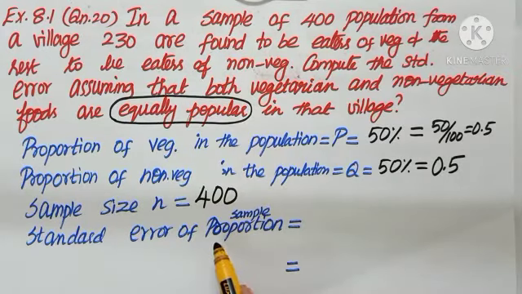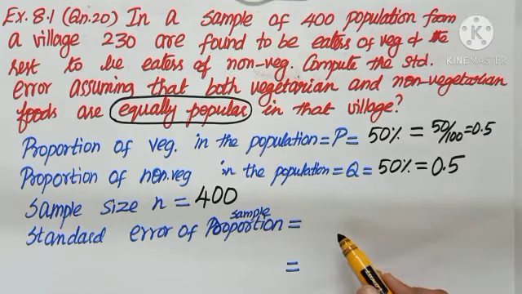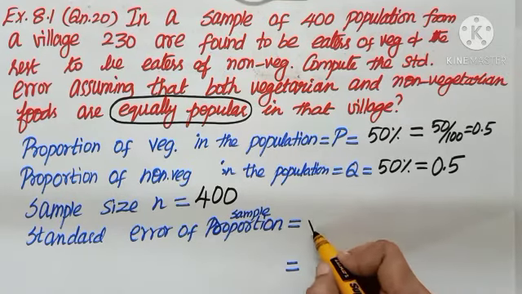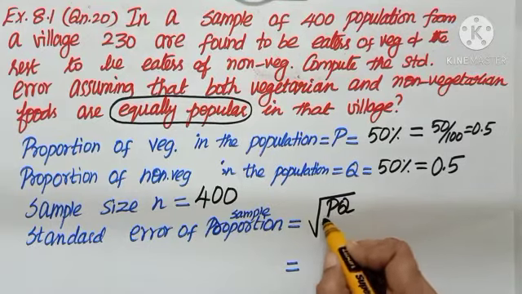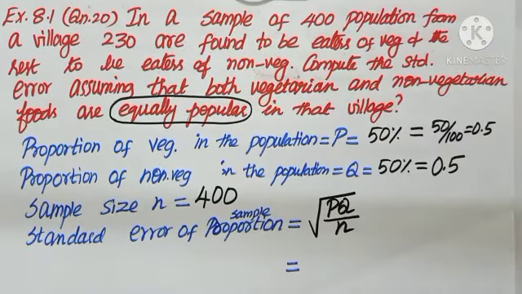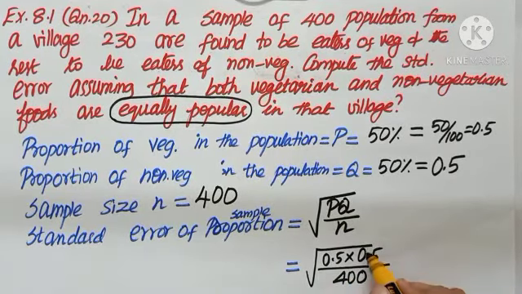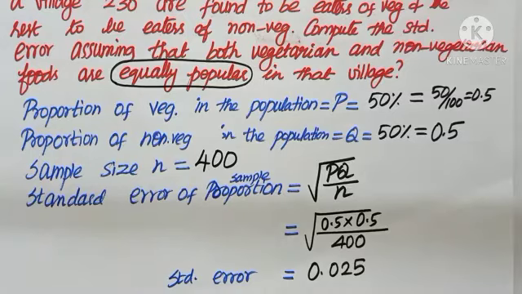A standard error of sample proportion we have to write. What should we write for this problem? Proportion. Standard error of sample proportion. We know the formula: square root of PQ by N. Having identified P, Q and N, just substitute. P value 0.5, Q value 0.5, by 400. Multiply, divide and then take square root. The answer is 0.025. So this is standard error of sample proportion.